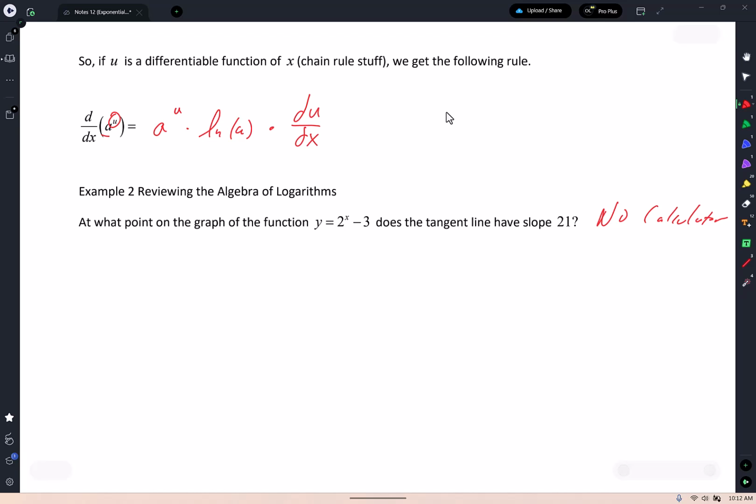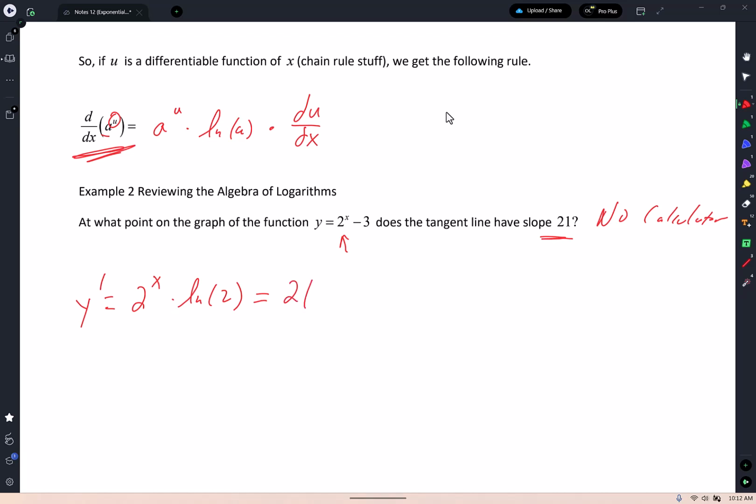If I want to know where I have a slope of 21, I need to take the derivative. So here we go, guys. This is an exponential function. Do not bring the x down. You have to use these rules. So y prime equals 2 to the power x times ln of 2. And then the derivative of 3 is 0, so leave it alone. And I want my slope to be 21.